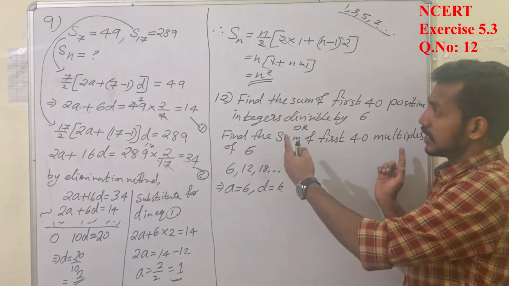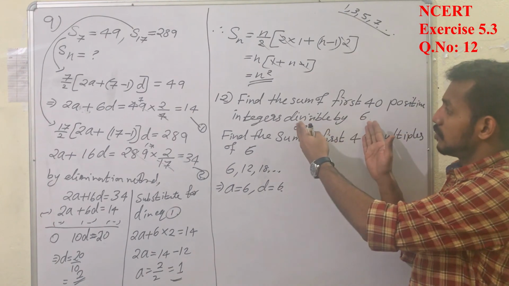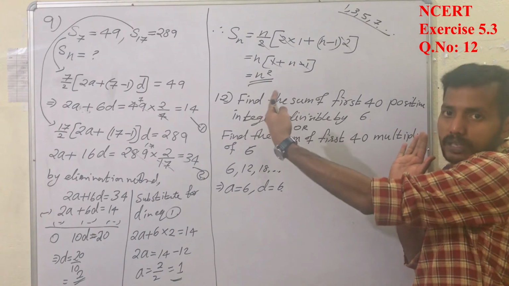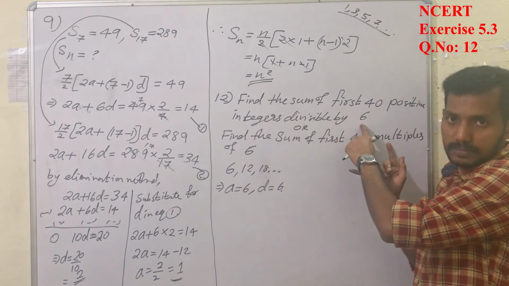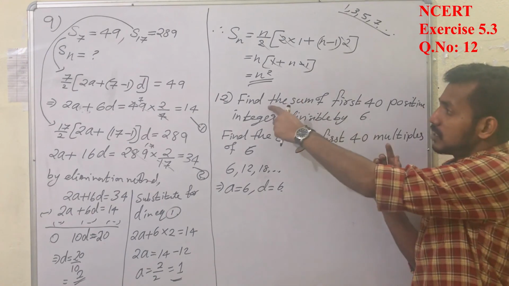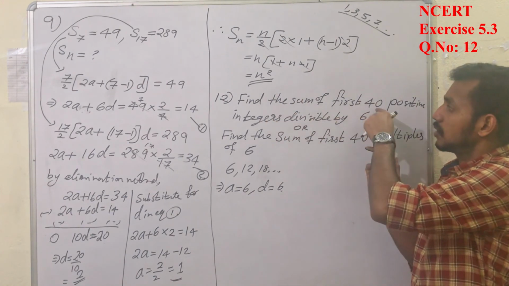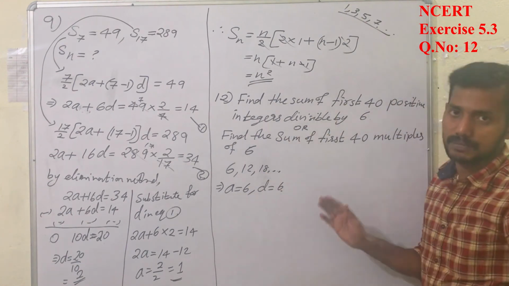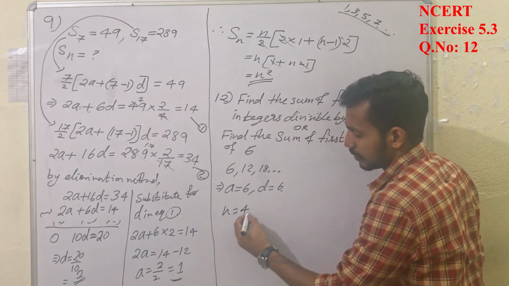Until and unless it is mentioned that find the sum of the numbers divisible by 6 between 20 and 100, or between two numbers, in that case the first term will not be the given number. Clear? But if it is mentioned that find the sum of first 40 integers or first 40 multiples, then the first term and the common difference will be same. And what is n? n is given here, 40.